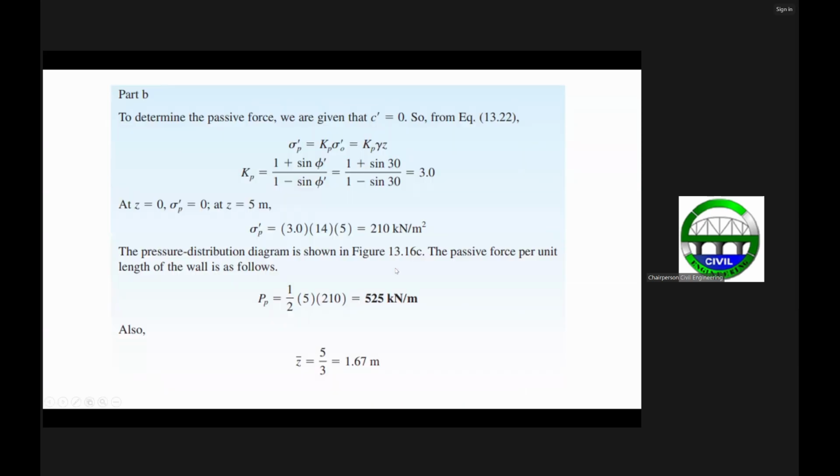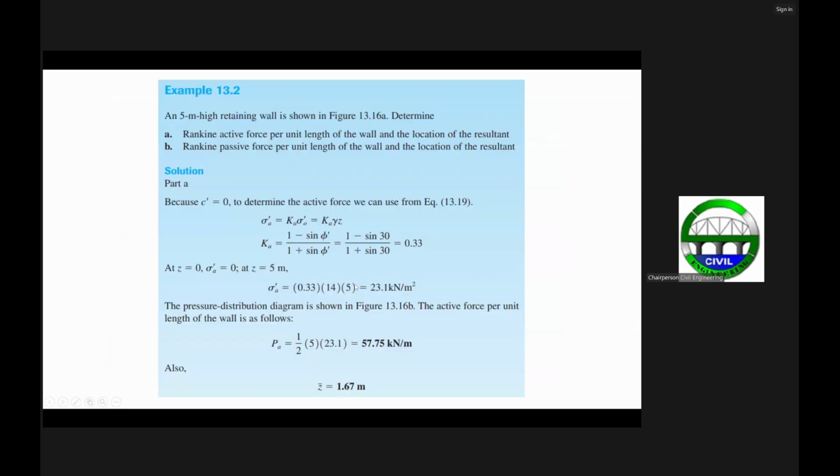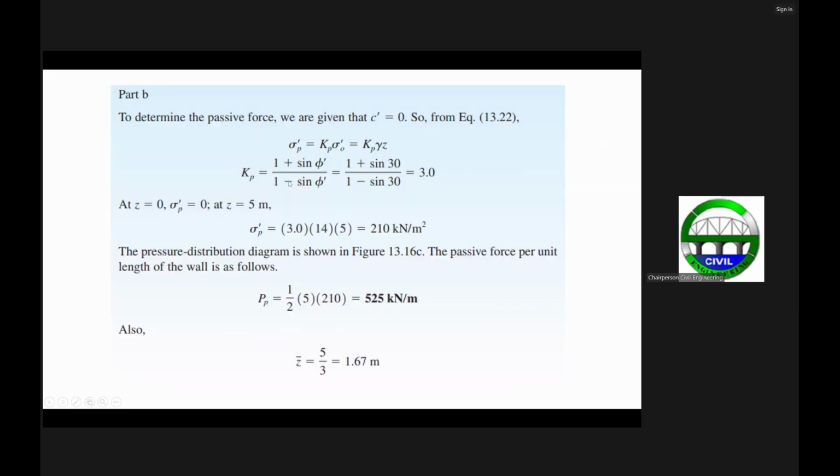Now for the passive force. Since the effective cohesion is zero, we can use this formula here. It's basically the same as the active earth pressure, but here you have the passive earth pressure coefficient, where the formula is the same as the active coefficient. The only difference is that here you have minus and plus, but there you have plus and minus, which will give you a value of 3.